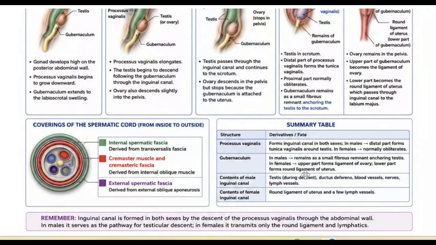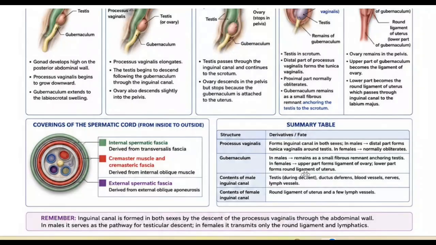And the transversalis fascia is going to form the internal spermatic fascia. The internal oblique muscle layer is going to form the cremaster muscle and cremasteric fascia. Remember, transversus abdominis does not contribute to the coverings. The external oblique aponeurosis is then going to form the outer external spermatic fascia. And there is also the point we discussed about the distal processus vaginalis, which forms the tunica vaginalis after its obliteration.